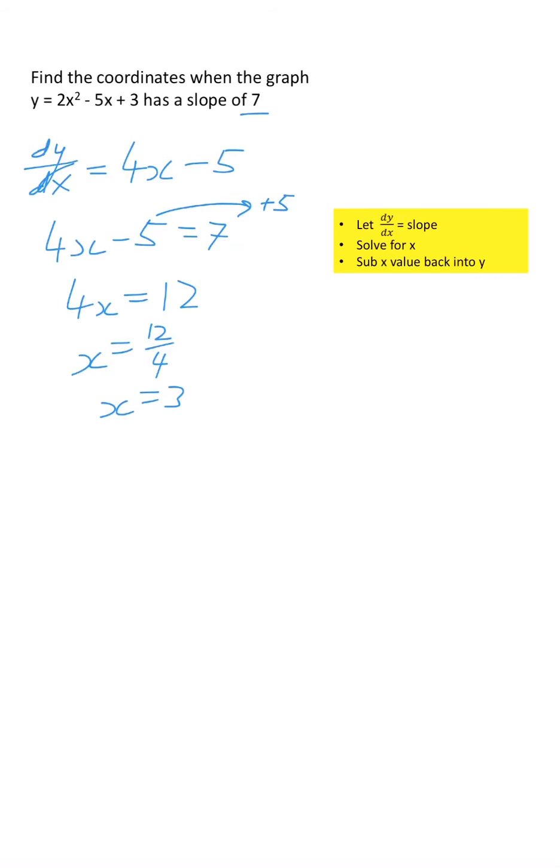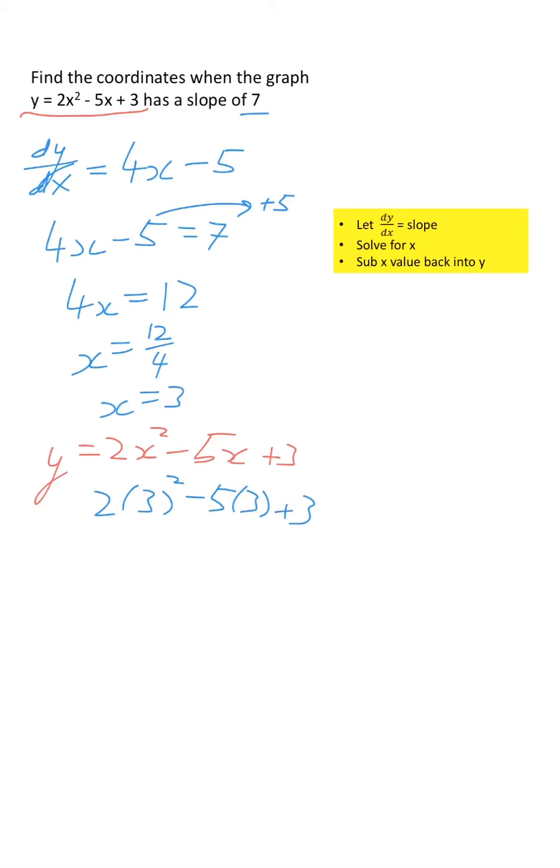Now, I have my x value, so now I need to sub that back into y, so that is the original, okay? Don't sub it back into dy dx. So y is equal to 2x squared minus 5x plus 3. So let's put in 3 into this now. Okay, putting this into the calculator then gives us 6. That means my y value is 6. I already had my x value is 3. So the coordinate when the slope is 7 is going to be 3, 6.